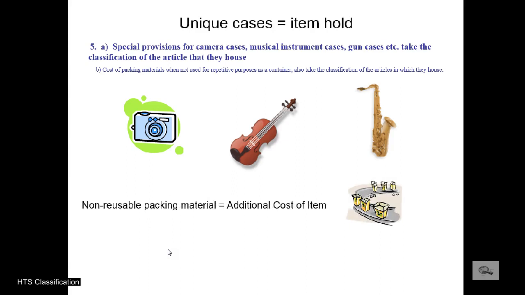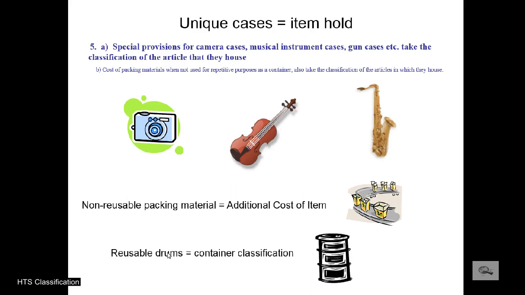Generally, if the packing material could be reasonably reused, it has to be separately classified, whereas if the packing material, such as a carton, is normally disposed of after the product is used or opened, the cost of the packing is included with the cost of the product and classified as if it were the product.